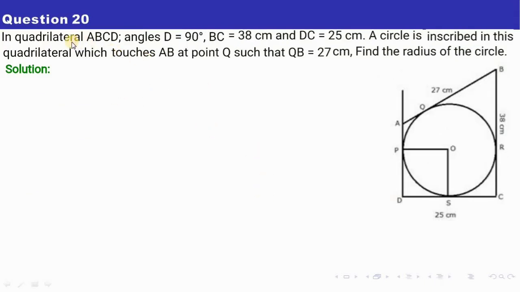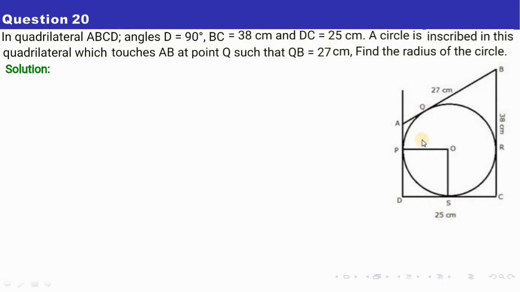In this question, ABCD is a quadrilateral, and angle D is 90 degrees, as we can clearly see from the figure. BC is given as 38 centimeters. Let us see where BC is. This length is 38 centimeters. DC is given to be 25, so from here to here is 25 centimeters.